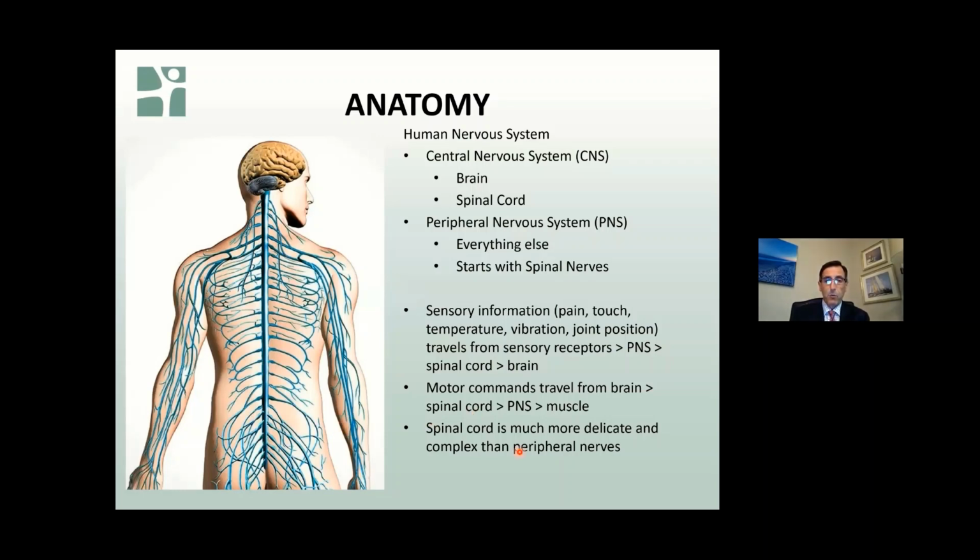The spinal cord is like the brain. It's extremely delicate and complex. The peripheral nerves are a little more robust and a little simpler, although not indelicate.